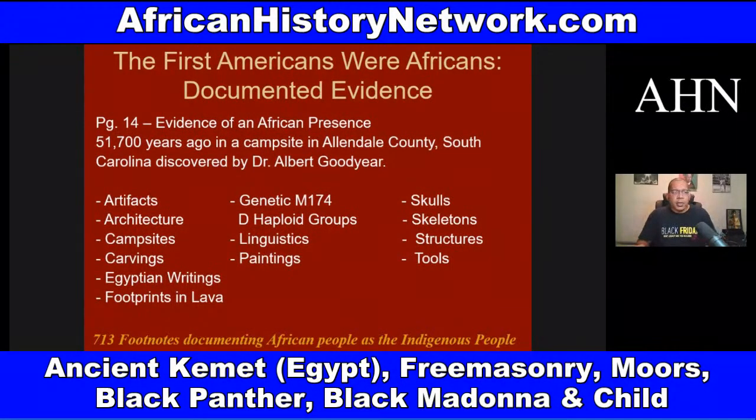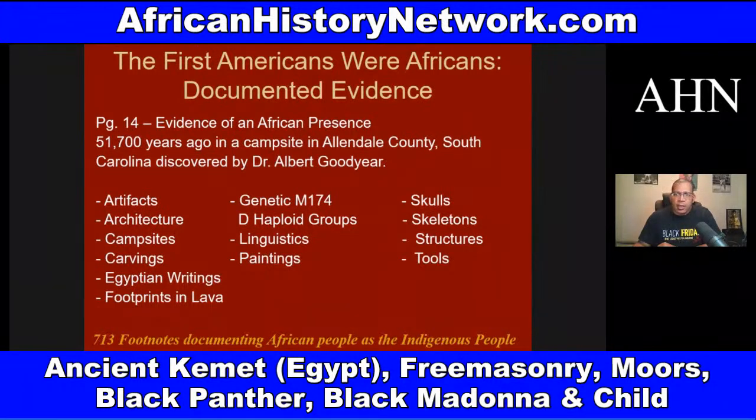On page 14 of his book, he deals with a discovery from Dr. Albert Goodyear, who's an archaeologist at the University of South Carolina. They made this discovery in 2004. They found artifacts, architecture, campsites, carvings, Egyptian writings, footprints in lava, genetic M174D haplogroups dealing with DNA and genetics. And they found linguistics, paintings, skulls, skeletons, structures, and tools. They found 13 different types of evidence, fairly documenting the African presence in the land we call the United States of America, going back at least 51,700 years ago.